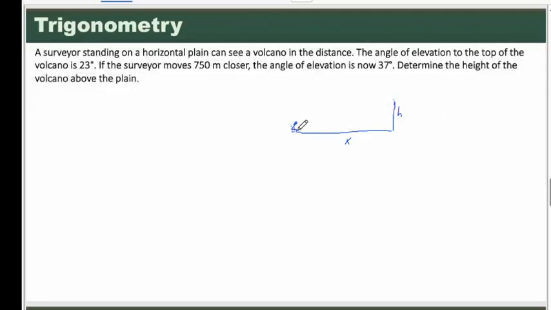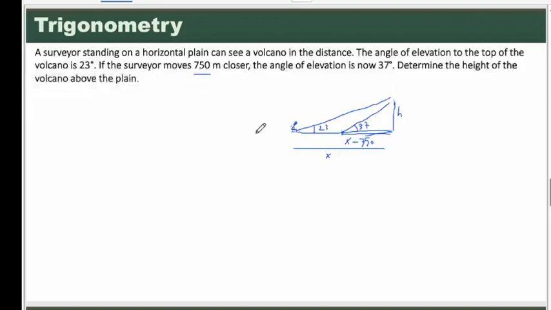So it says the angle is 23, and the distance is x. If the surveyor moves 750 closer, the angle of elevation is now 37. So if it comes 750 closer, that means the distance would be x minus 750. The angle would be 37. Determine the height of the volcano above the plane.